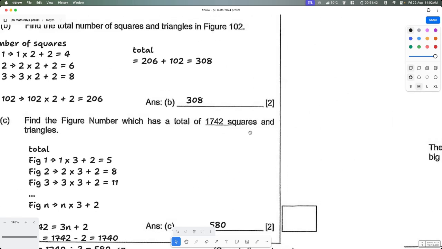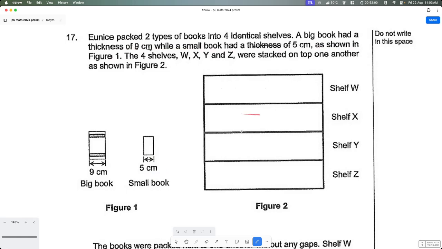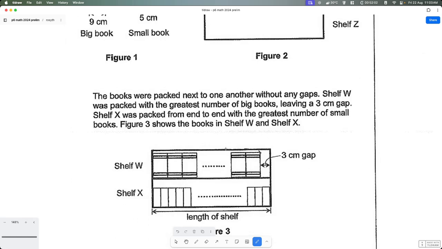Okay, let's move on to the next question. Last question, 17. Unit packed 2 types of books into 4 identical shelves. A big book had a thickness of 9 centimeters. And the small book has a thickness of 5 centimeters. As shown in figure 1, the shelves W, X, Y were stacked on top of one another.